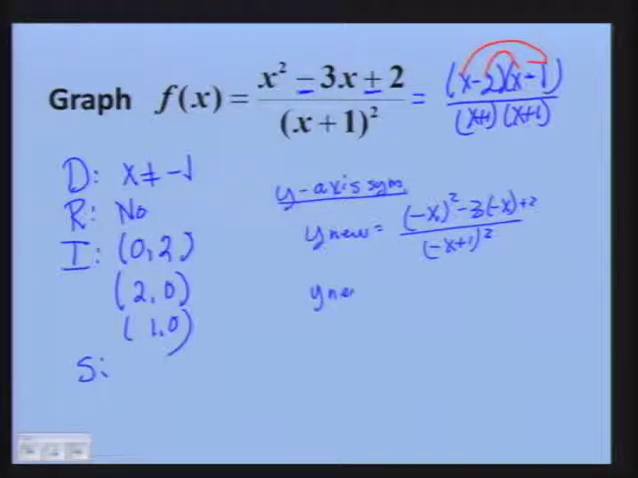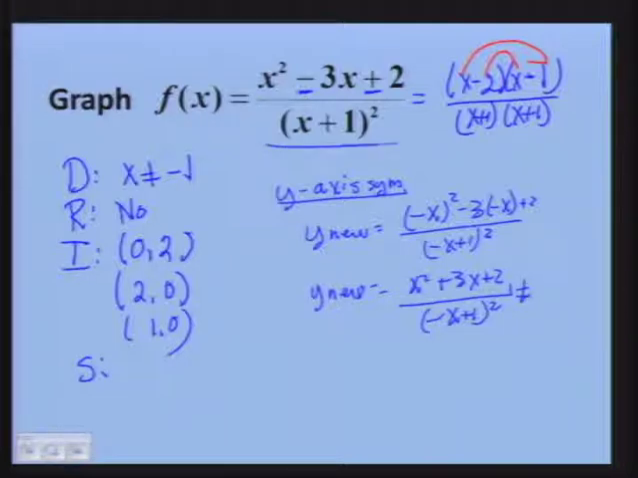So my new y is x squared plus 3x plus 2 when I do the arithmetic, divided by the opposite of x plus 1 squared. Well, that does not equal my original f of x, does it? So there is no y-axis symmetry.